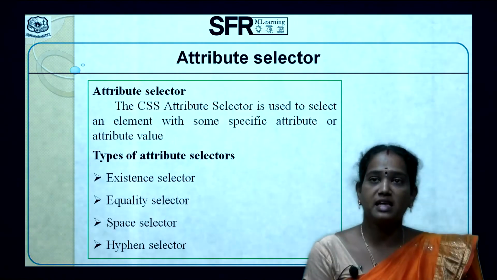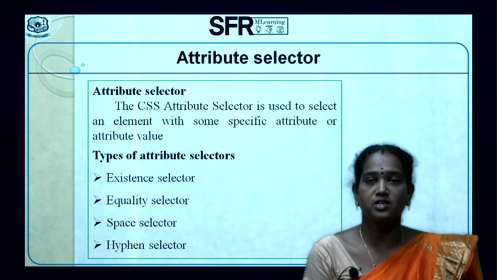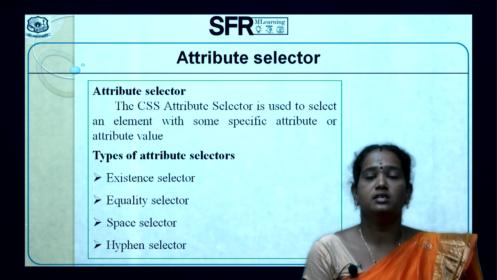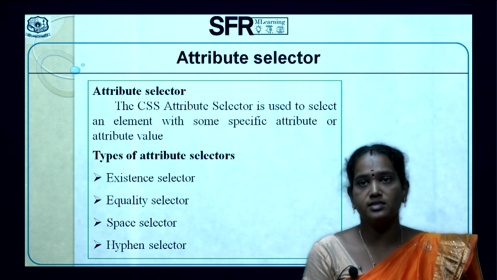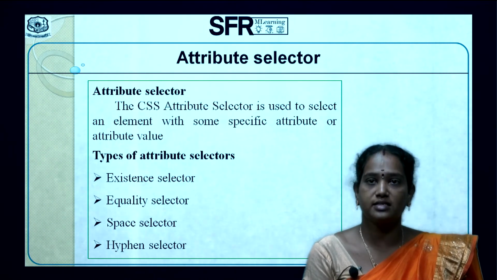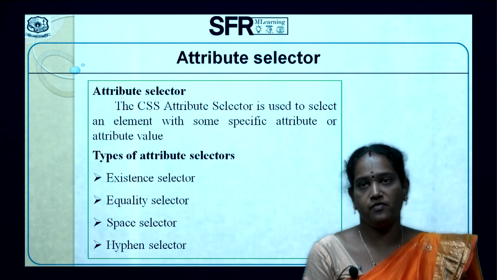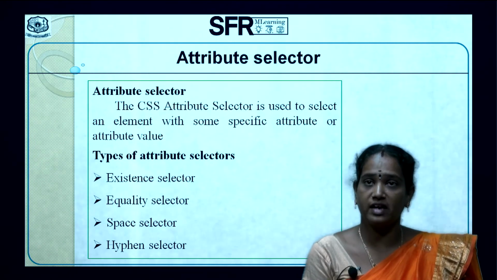The next one is the attribute selector. This attribute selector is used to select an element with some specific attributes or attribute values. There are different types of attribute selectors available in CSS. The first one is the existence selector, and the others are the equality selector, space selector and hyphen selector. Like that, we can apply various types of attribute selectors in a particular CSS document.